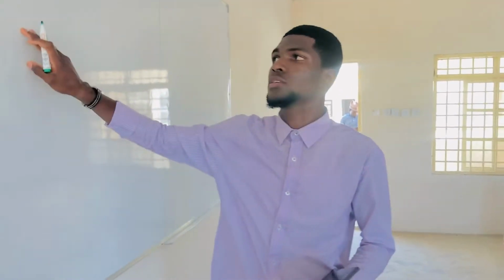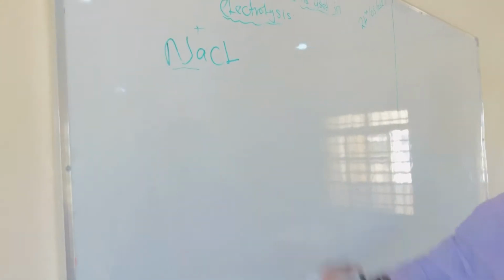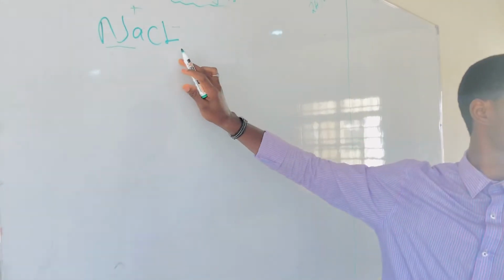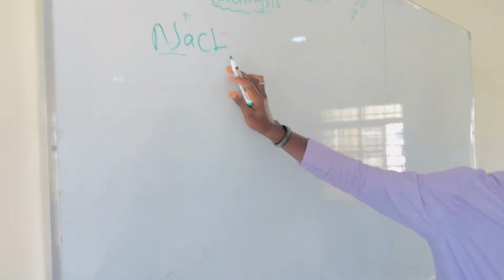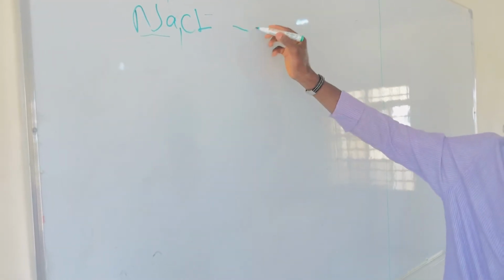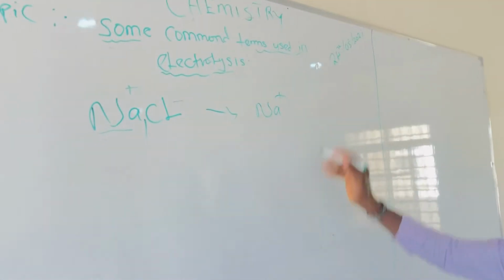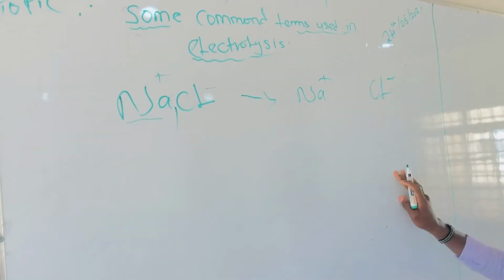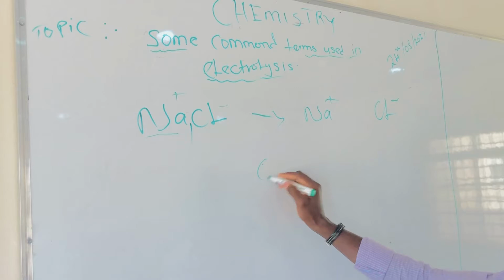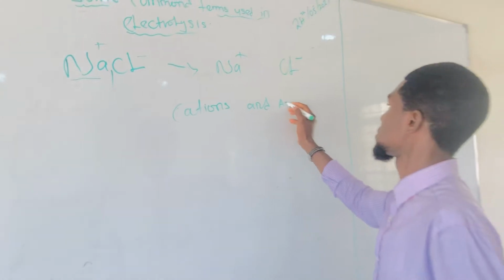Let us take this one as an example. This sodium is containing what? Positive charge, right? This chlorine is containing what? Negative charge. This is the electrolyte. Sorry, electrode. So when we separate them like this, it is going to give us sodium with positive charge separate, and the chlorine with negative charge, right? Mind you, in electrolysis there is something we call cations and anions.